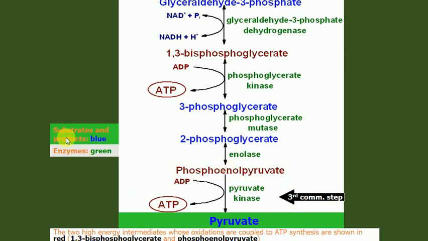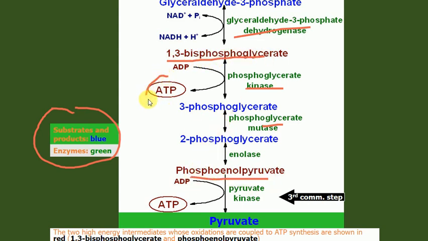Kwa kwenye hizi diagram unaweza kuona kwamba substrate na product ziko kwenye blue, lakini enzymes zinakuwa ziko kwenye green. Pia unaweza kuona kwamba kuna high energy intermediate, yani huyu hapa pamoja na huyu hapa, ndizo ambazo zinazalisha ATP. Hivyo ni baadhi ya vitu ambavyo ni vya muhimu kuvijua kwenye glycolysis.